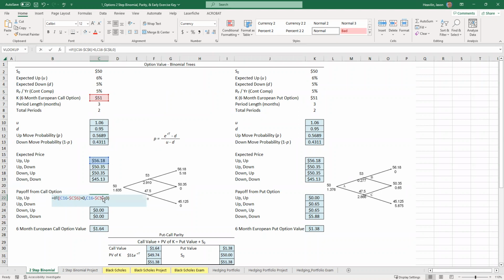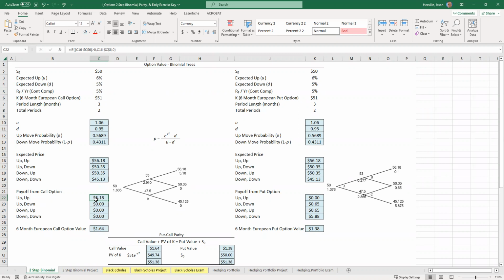Now I have an if statement there in order to adjust the calculation if I change the inputs. However, what's really going on is you are checking if this number, the 56.18, is higher than this number, the strike price. So if this number is higher than this number, then yes, exercise. And then what you do is you take this minus this equals $5.18. And that's how we get the 5.18, which is the number here.